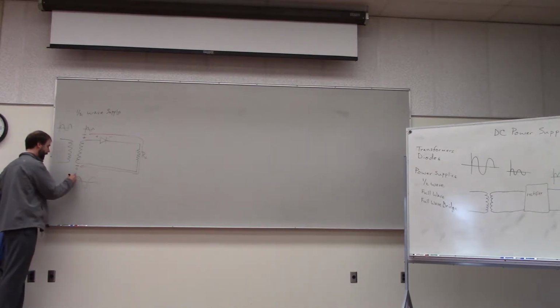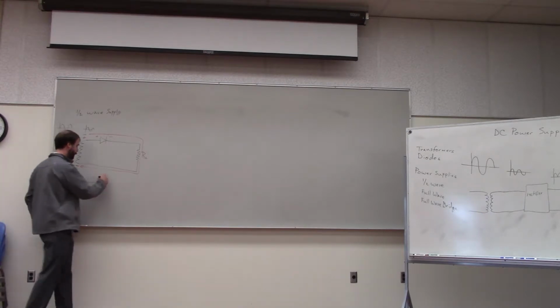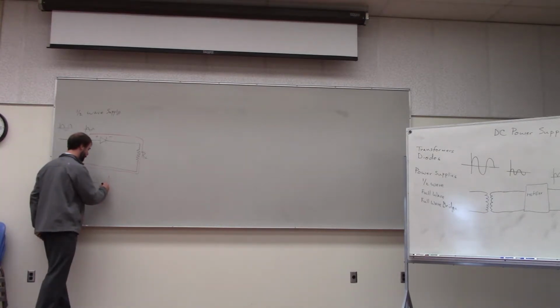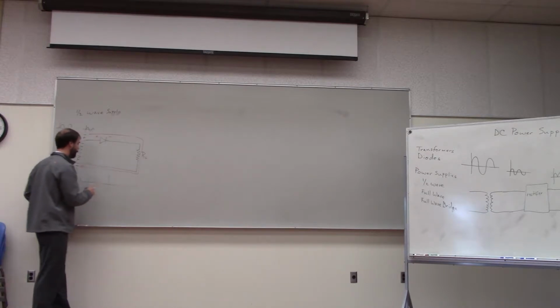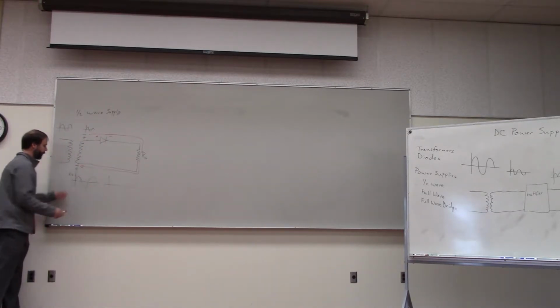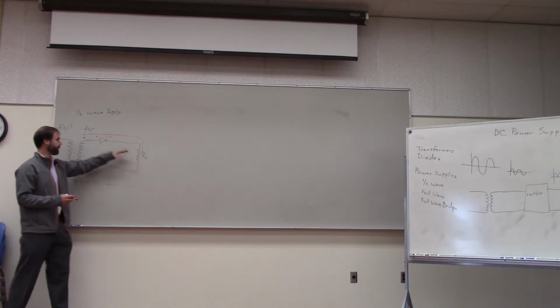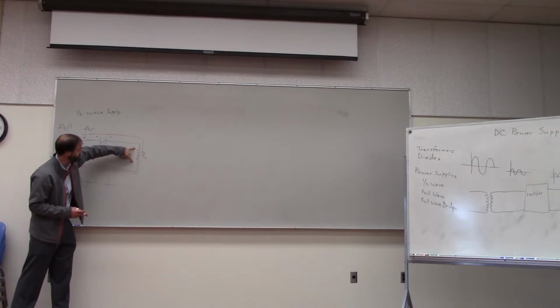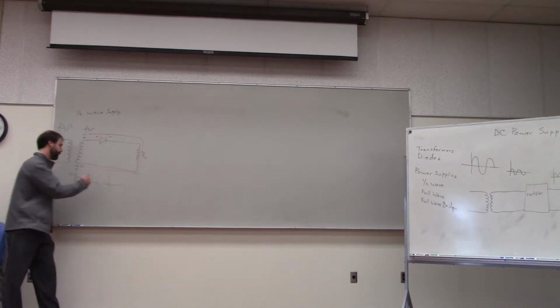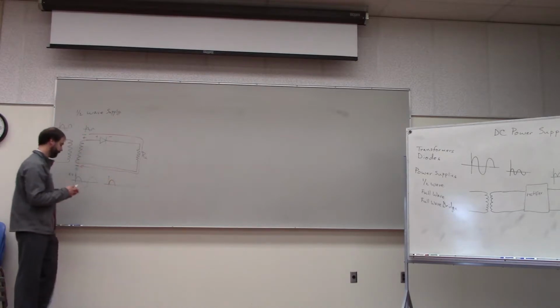Let's say that we had a 10 volt peak signal coming in. Let's look at our output voltage and see what that would look like. So we know that when we have a positive voltage going in, the electricity flows, so we have a positive voltage across our load resistor. So the output might look something like this.